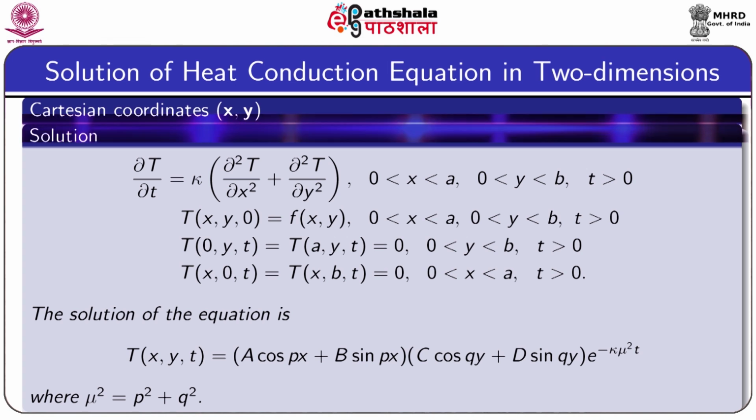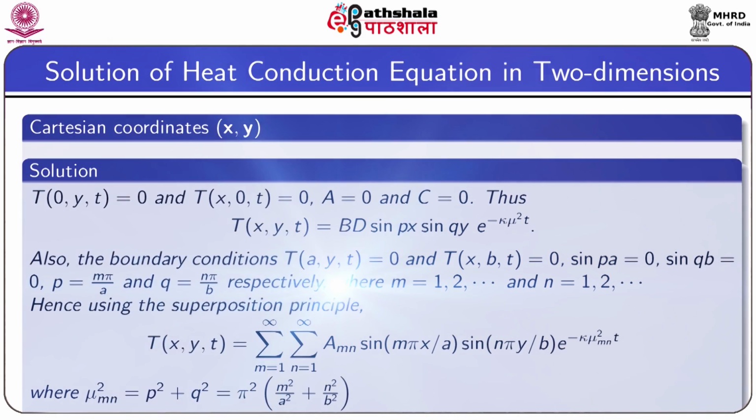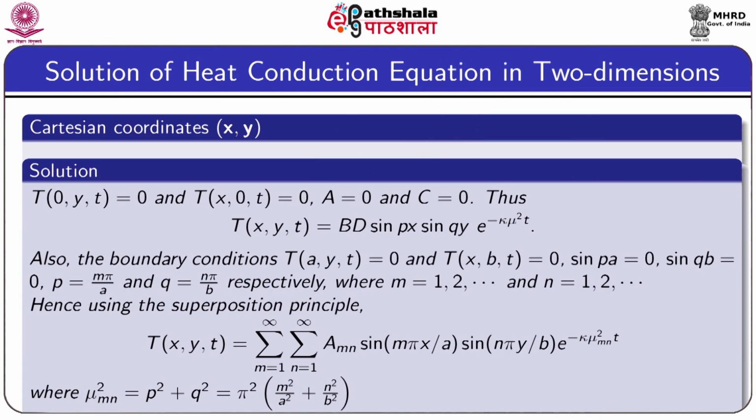Similarly, T at y equals 0 gives, if we put y equals 0 in this expression, capital C equals 0. Thus, the general solution reduces to this form: capital T(x, y, t) equals b d sin px sin qy e to the power minus kappa mu square t.